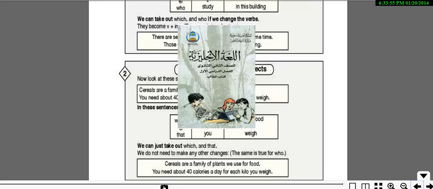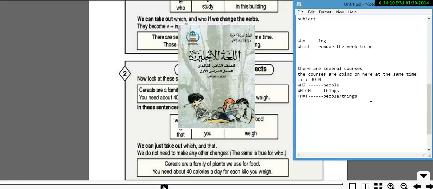Actually, if you think about it this way, are you describing an object here, or are you talking about what you weigh in terms of a subject? Look at the sentence: you need about 40 kilos a day for every kilo that you weigh. Let me write it here. You need about 40 kilos a day for every kilo you weigh. So let's just try to separate it here.